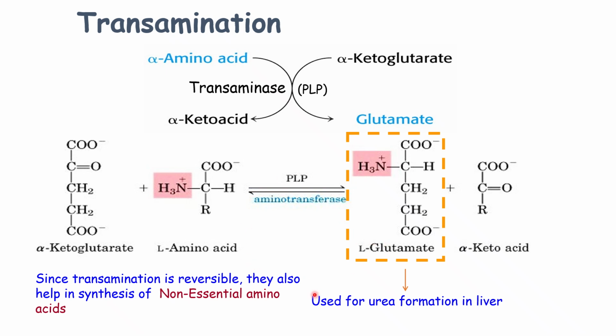So this is called transamination. The enzyme is transaminase, with pyridoxal phosphate as a cofactor involved. So if there is any deficiency of pyridoxal phosphate, you can guess which vitamin. If there is a deficiency of PLP, transaminase won't work. If transaminase is not working, this reaction doesn't happen. If this reaction is not taking place, some problems, some disorders will result. So here urea formation happens in the liver. Transamination is reversible. They also help in synthesis of non-essential amino acids. So a very important role is played by amino acids in the transamination reaction.